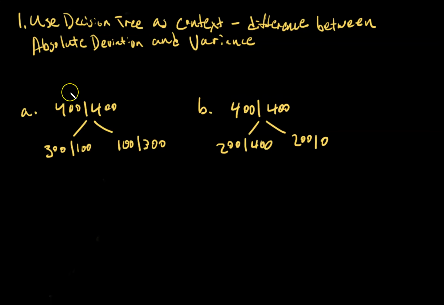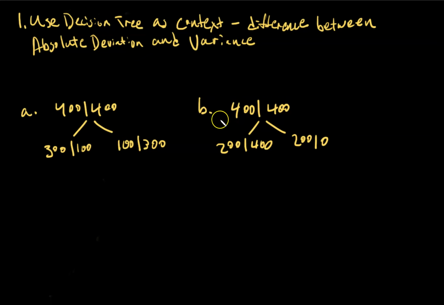In the first decision tree, let's say that this part right here is called the parent node. We have two classes of equal amount, 400 of class 1 and 400 of class 2, and we do a split resulting in two child nodes. The first child node has 300 of class 1 and 100 of class 2, and the second child node has 100 of class 1 and 300 of class 2.